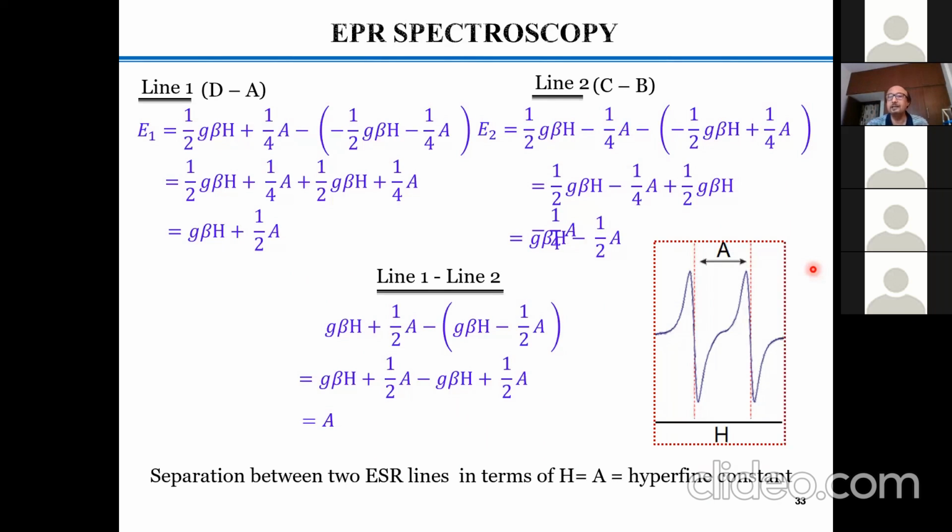But it is clear that one could easily calculate the A, or hyperfine constant, for a particular molecule or atom in a particular situation, a coordination situation, or in a bare naked situation.